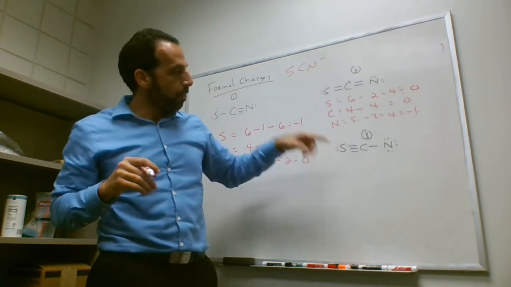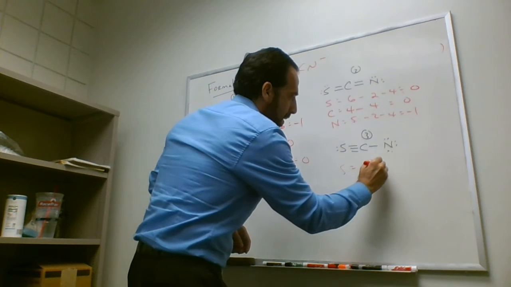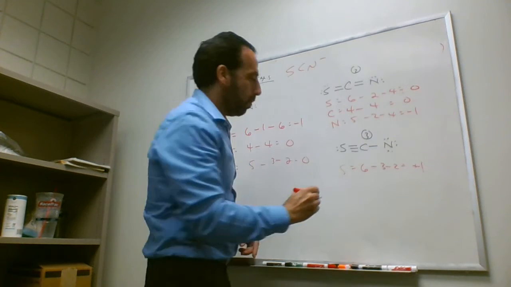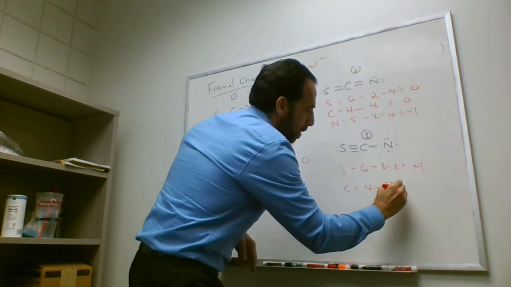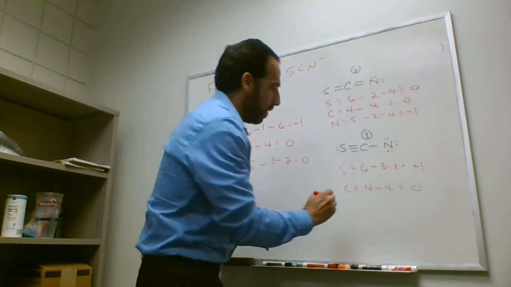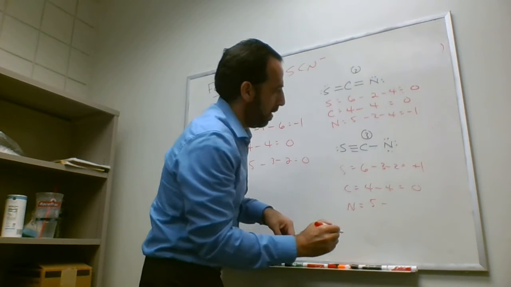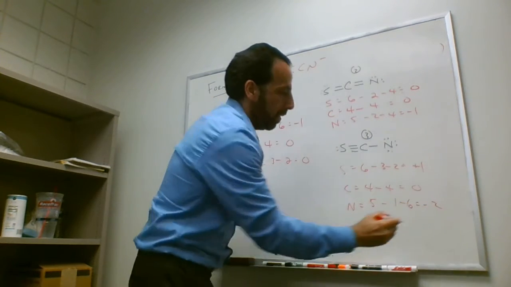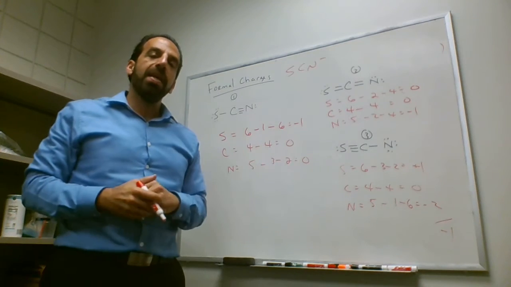Let's go ahead and do the third structure. Again, sulfur: 6 minus 3 minus 2, positive 1. Let's do it for carbon. 4 minus 4, that's 0. And then nitrogen: 5 minus 1 minus 6 is minus 2. Again, that's going to add up to negative 1. So again, it always has to add up to negative 1.